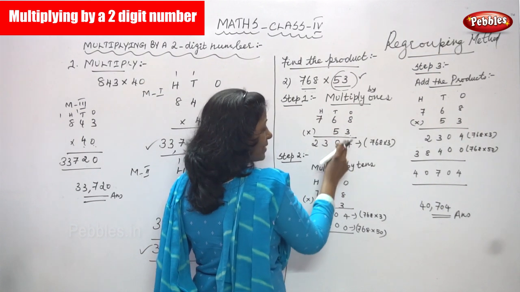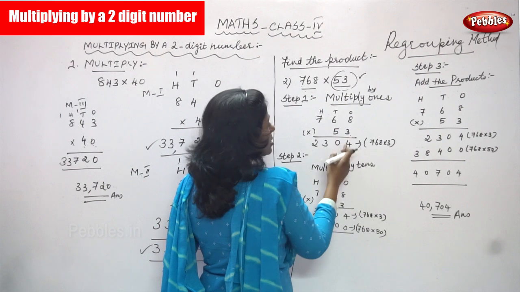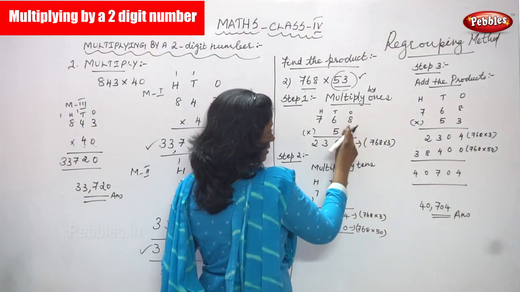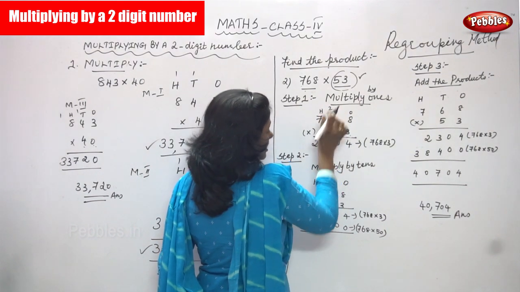What is the number in ones place? 3. So I'm going to start multiplying. 3 into 8, that is the ones place number 8. 3 into 8, 24. So 4, and the carryover goes to the top of the tens place value.